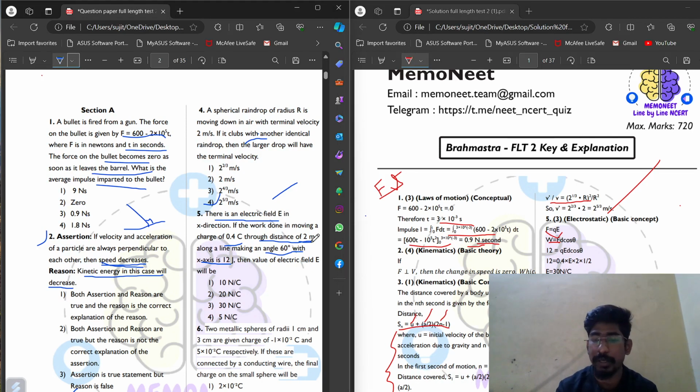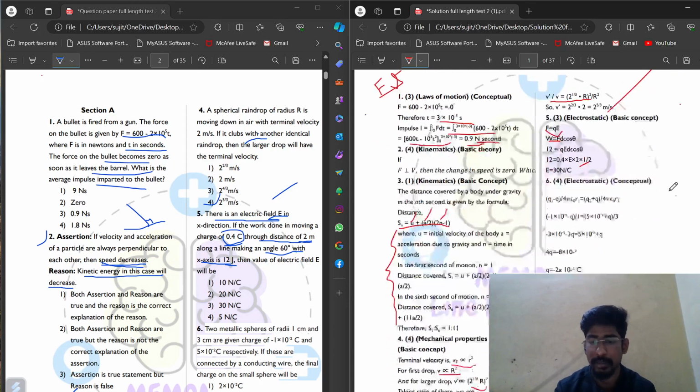And F means Q into E. So put the value of Q here, and you have to calculate the electric field. W is also already given. Put the value and you will get it. This is a straightforward question, and you get the value of E as 30 Newton per coulomb.